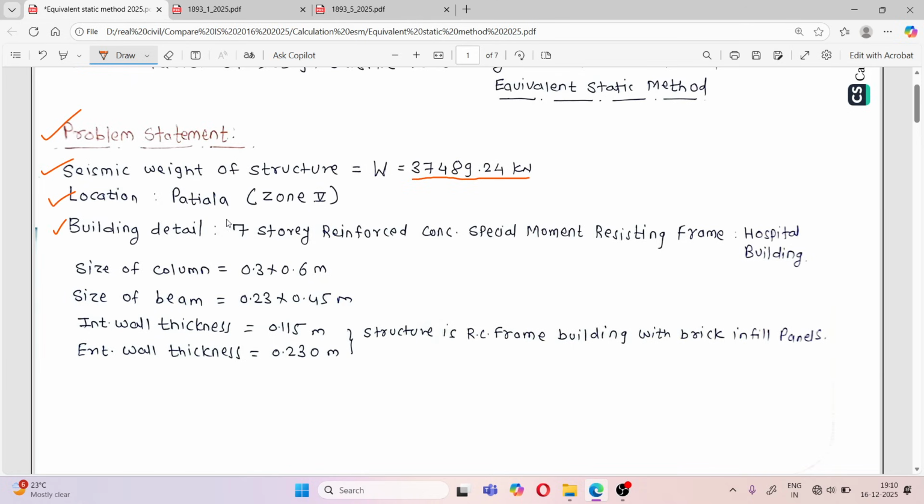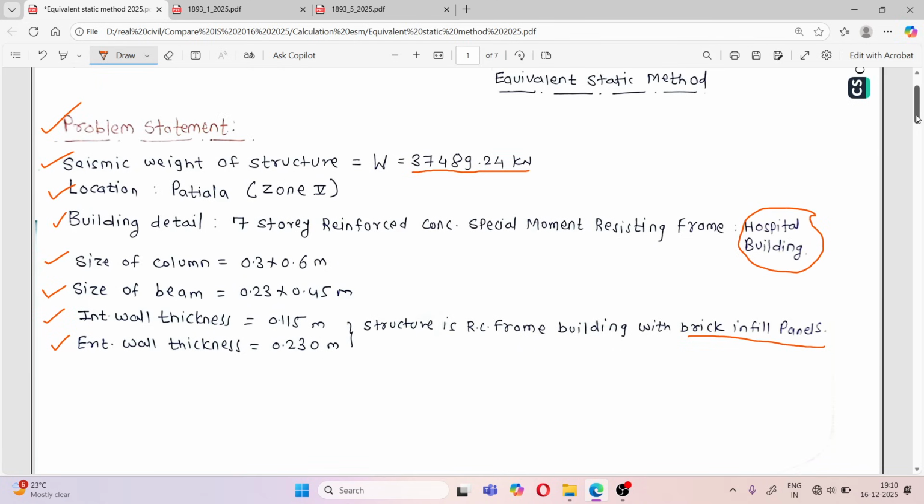Now building details. The building is a 7-story reinforced concrete special moment resisting frame, that is SMRF, and the building is a hospital building. Then some details like size of column 0.3 by 0.6 meter, size of beam 0.23 by 0.45 meter, internal wall and external wall data is given, and we are assuming an RC frame building with brick infill panels. So these data will be required during the calculation. Okay, so let's start.